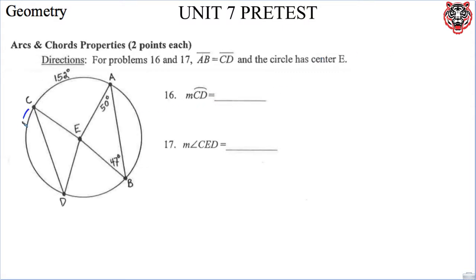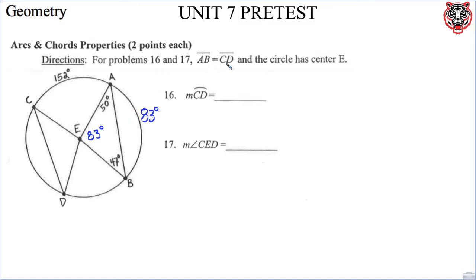So on to 16, the measure of CD. So I'm looking for this length right here. That angle, how do I find that? Well, 47 plus 50, that's going to be 97. So this remaining angle right here is going to be, so 3 more will make that 100. So 83. 83 degrees, which means that this arc right here, AB, is 83 degrees.